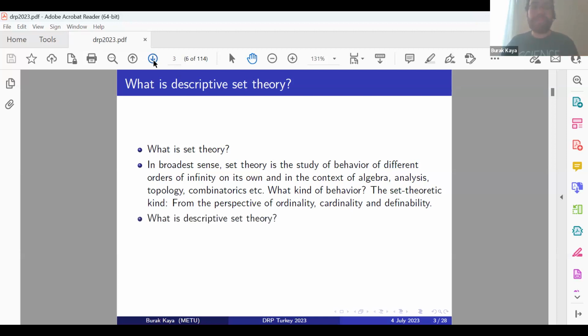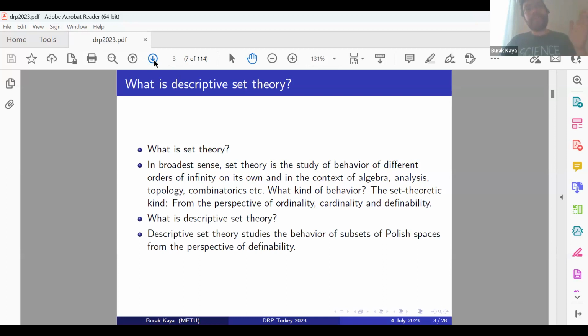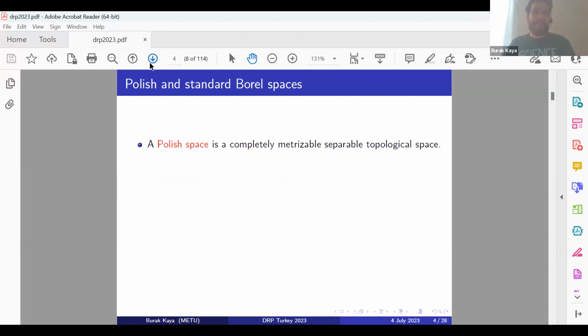Now, what is descriptive set theory? Descriptive set theory is a subfield of set theory that deals with Polish spaces. I'm going to define what a Polish space is. Polish spaces are certain topological spaces. So descriptive set theory studies Polish spaces and subsets of Polish spaces. From which perspective, ordinality, cardinality, or definability? It analyzes subsets of Polish spaces from the perspective of definability. Now, what is a Polish space? A Polish space is simply a completely metrizable, separable topological space. So it's like a complete metric space which is separable.